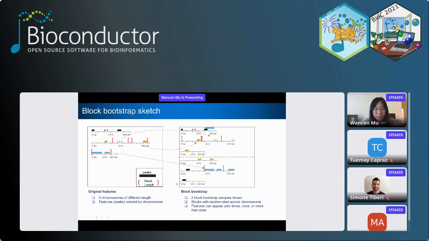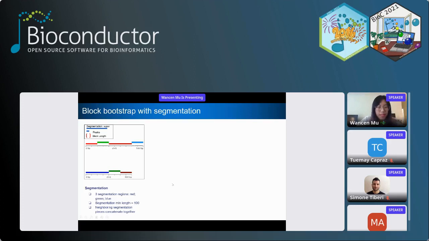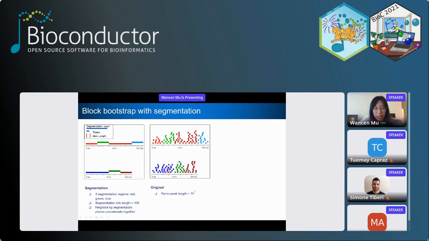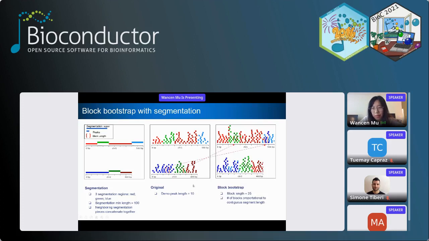To realize how the segmentation works, we first define three segmentation regions, red, blue, and green, with a minimum length of 100 base pairs, and color the 10 base pair length peaks by the segmentation region. So then we can do the block bootstrap across the genome within each segmentation region, regardless of the color. Then there come several questions. How do we evaluate the segmentation effect? And how do we choose the segmentation length and block length? And how does that influence the conclusion?